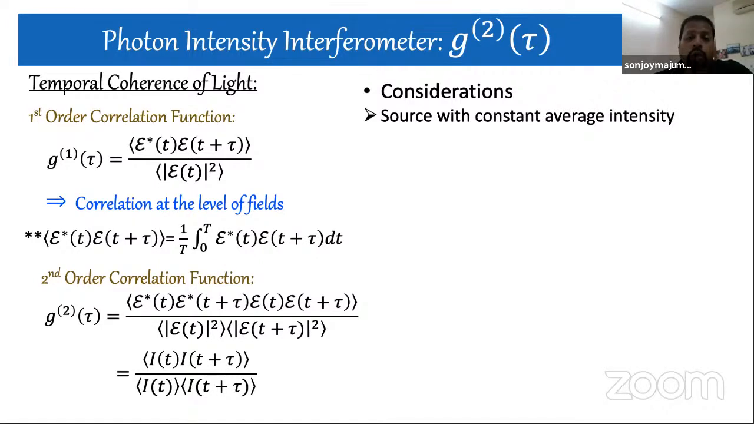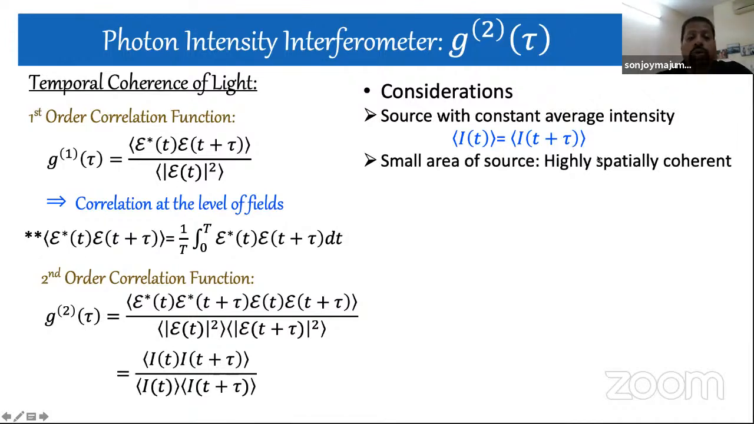your source should be constant, should have constant average intensity. That means that over a time period, the source should not change the intensity. It will be almost constant. So if you take the time average of the intensity at t and the time average of the intensity after time tau, for the source, these two are supposed to be the same. So that has to be maintained.